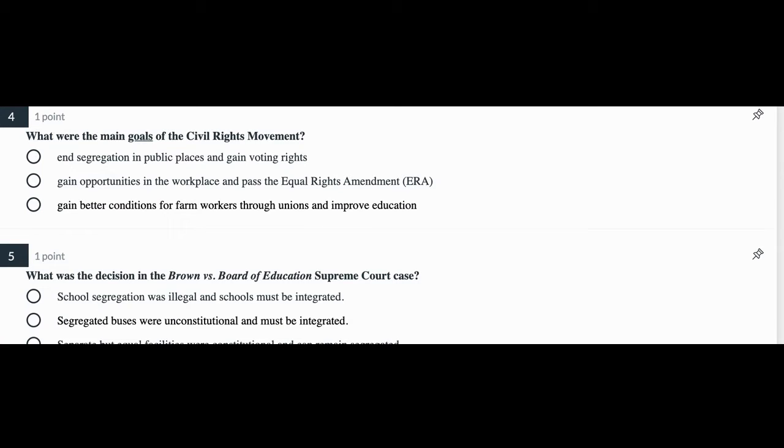4. What were the main goals of the civil rights movement? End segregation in public places and gain voting rights. Gain opportunities in the workplace and pass the Equal Rights Amendment. Or gain better conditions for farm workers through unions and improve education.